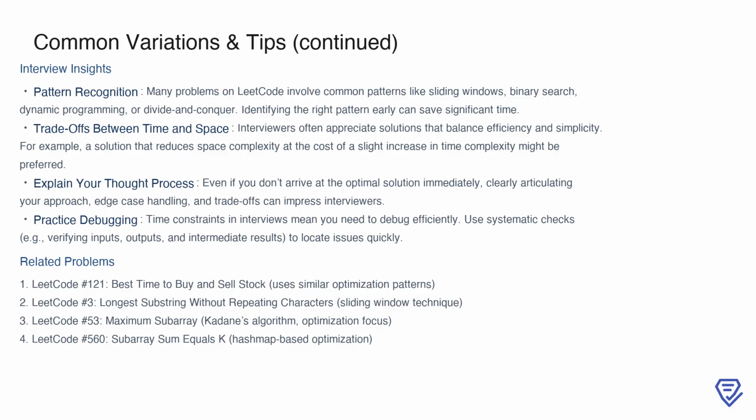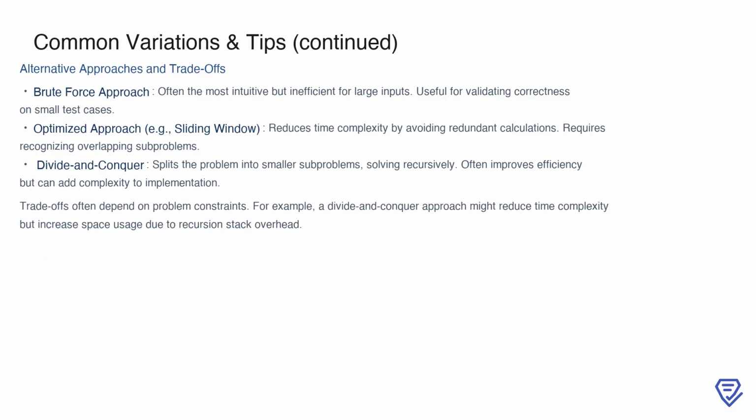For practice, consider related problems like LeetCode number 121, which focuses on optimization, or LeetCode number 3, which leverages sliding window techniques. Problems like LeetCode number 53 and number 560 also emphasize optimization strategies, making them excellent for building these skills. Alternative approaches to problem solving often involve trade-offs between simplicity, efficiency, and implementation complexity.